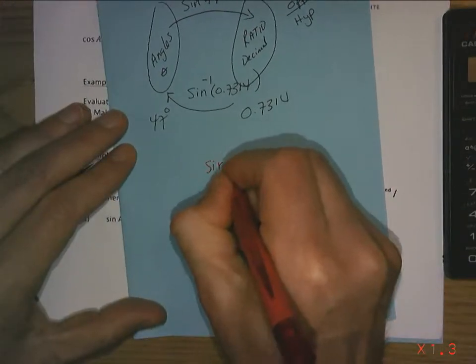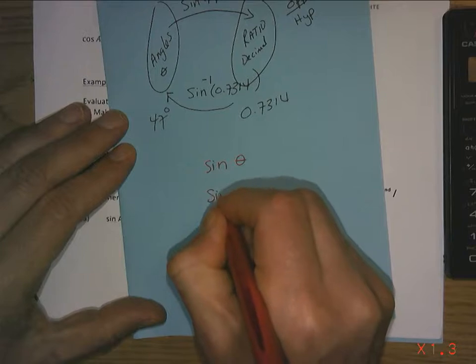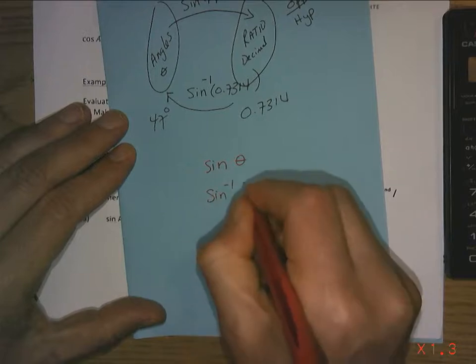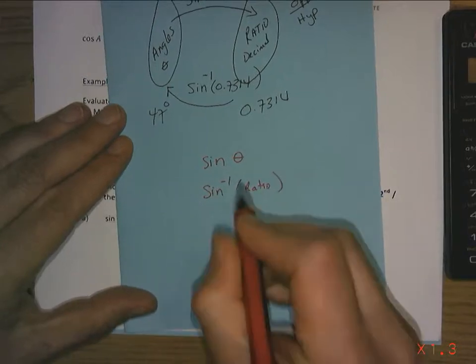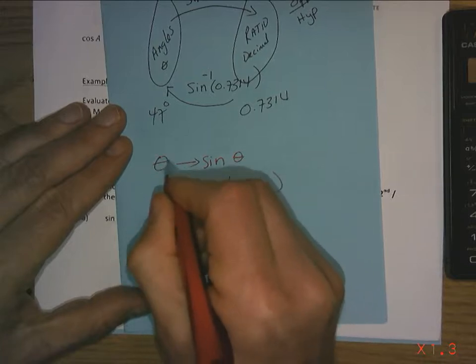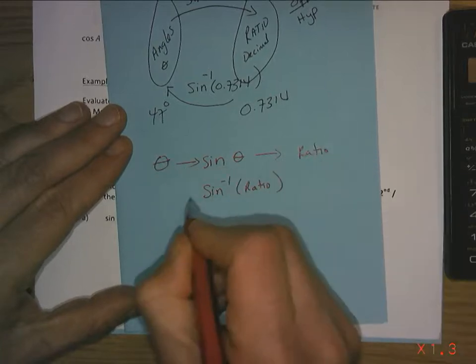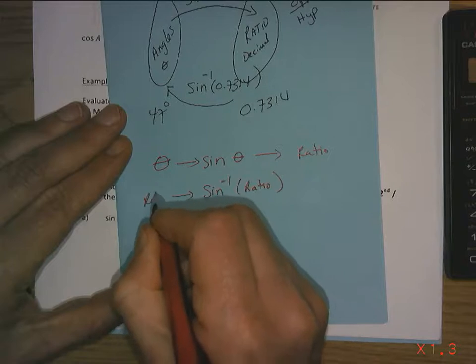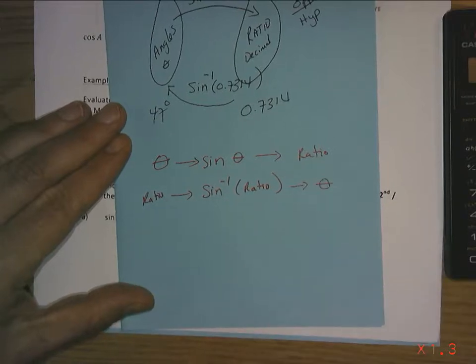So what you have are two functions here. You have the sine function when you put in an angle, and you have the inverse function when you put in a ratio or a decimal. This takes an angle to a ratio, and this takes a ratio to the angle. Two different functions depending which way we're going.